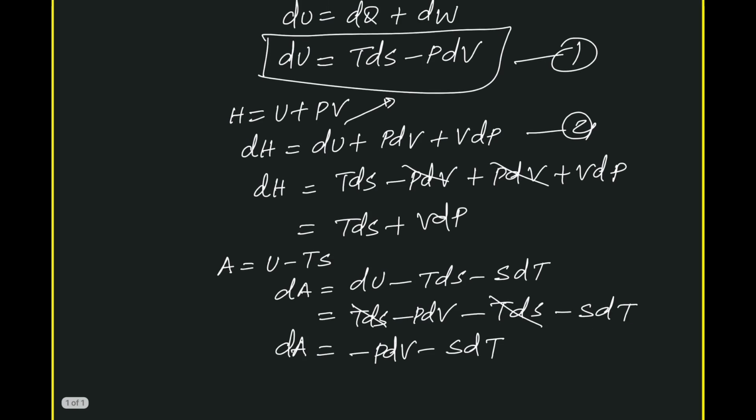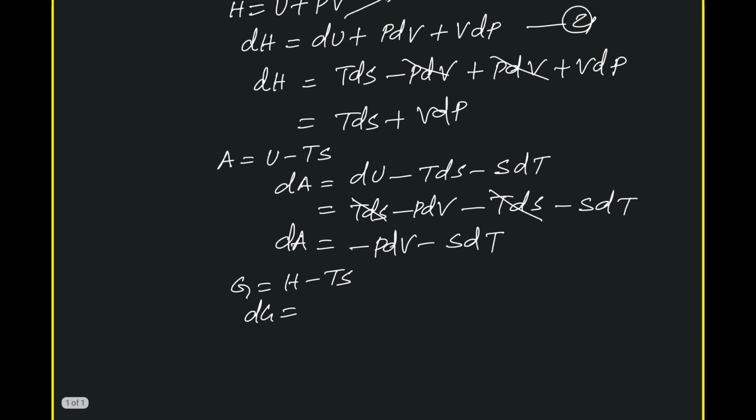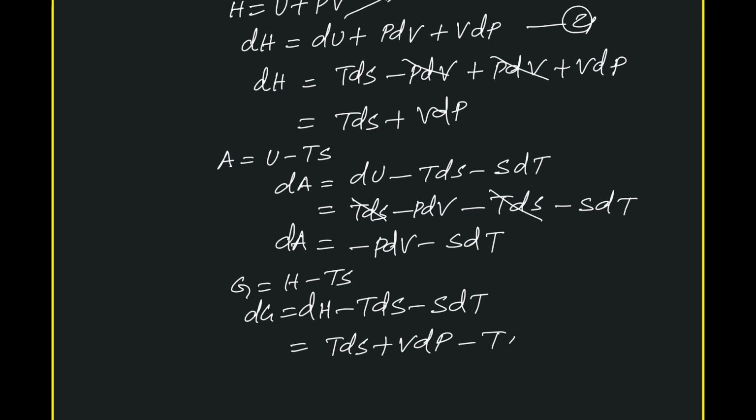The same way you can also do it for G. So what is G? G equal to H minus TS. So dG equal to dH minus TdS minus SdT, and dH is already TdS plus VdP, and minus TdS minus SdT from here. So TdS getting cancelled. So dG equal to VdP minus SdT.